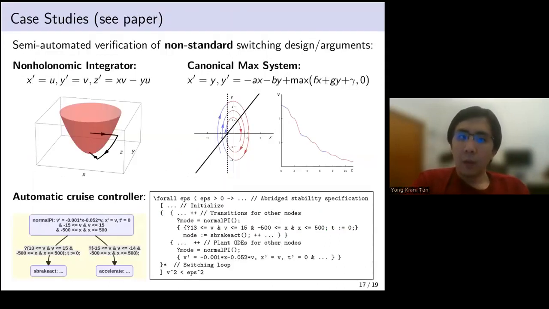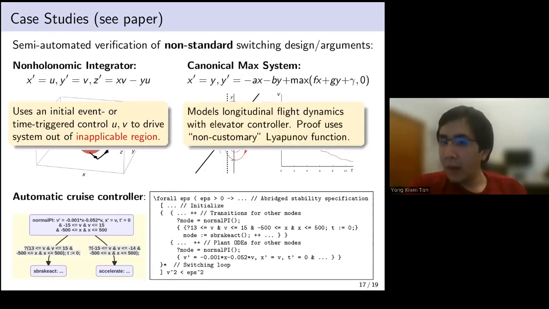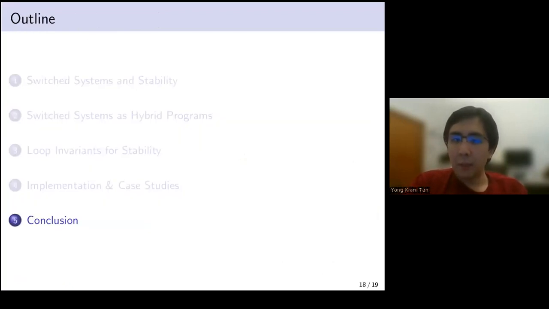Additionally, in the paper, we show that this approach can be applied to justify so-called non-standard switching designs. We have three case studies. For example, we have the case study involving the nonholonomic integrator, where we need to switch between two different controllers depending on whether we are inside an applicable region or not. We have a model of longitudinal flight control, which uses a non-customary Lyapunov function. We have a hybrid automaton model of a cruise controller, which has a lot of modes and transitions between them. I'm leaving all the details to the paper.